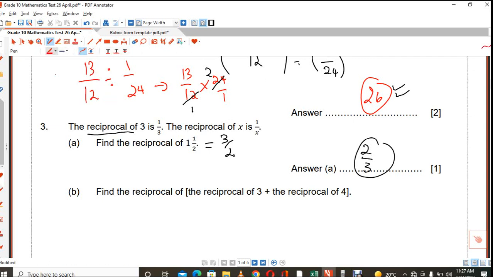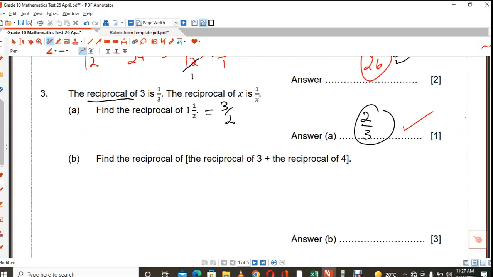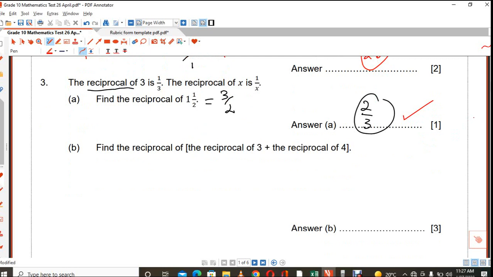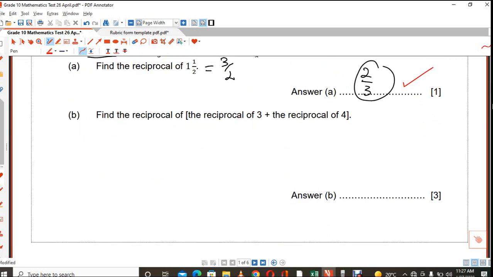There's a reason why I just made that 1 mark, because I can't give you a mark for changing that fraction from a mixed number to an improper fraction. That's not the skill I'm testing here. So why didn't I split it into 2 marks? At B, I will tell you this.